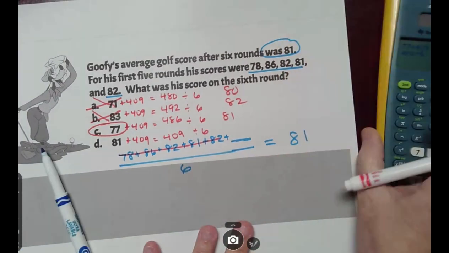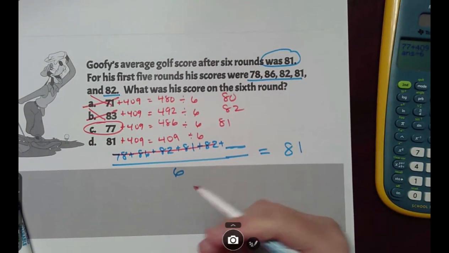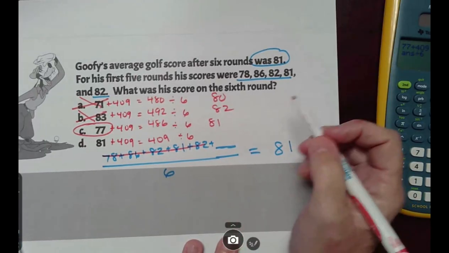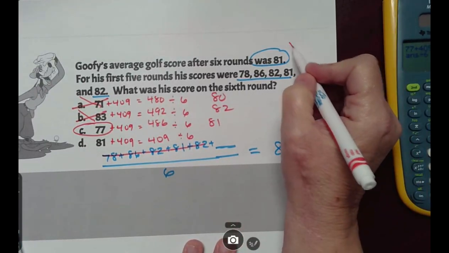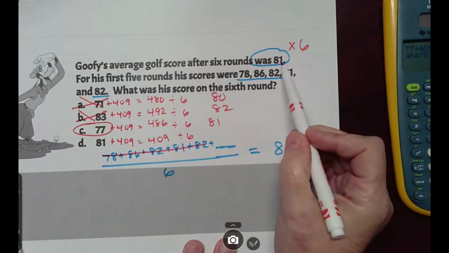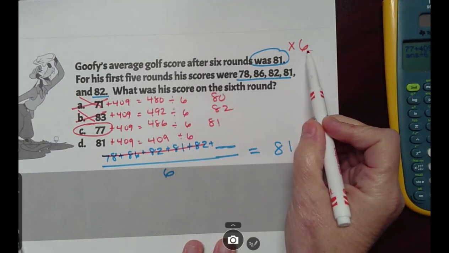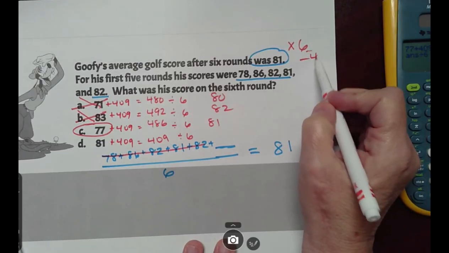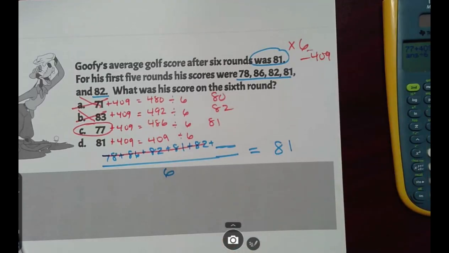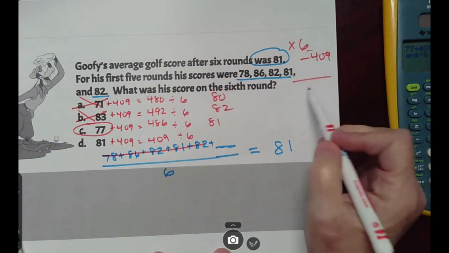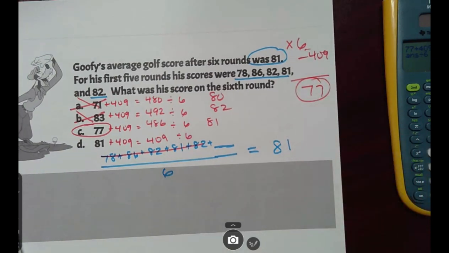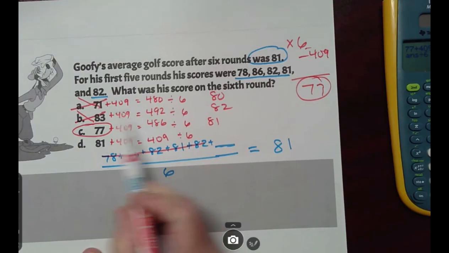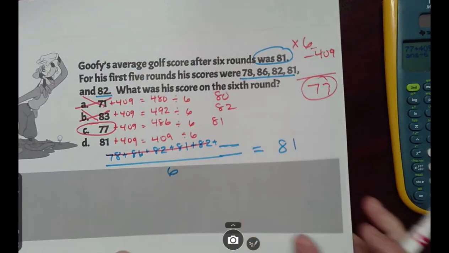Now, another way you can do it, and I show this to students, but a lot of them, when they get in the test and they're kind of rushed, sometimes they have a hard time remembering. You can take 81 and multiply by 6. I want an average of 81, and I'm going to play 6 games. 81 times 6, and then subtract that 409 points that we've already gotten in the first 5 rounds of golf, and that will also give us the score of a 77 that we have to get. But if you struggle with working backwards or thinking through that process, this can also get you to the correct answer if you have multiple choice answers.